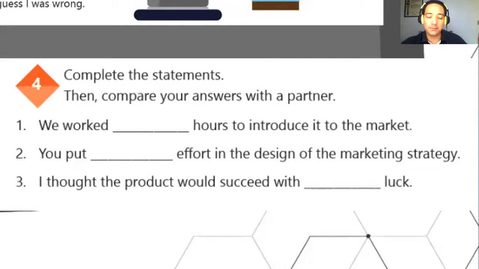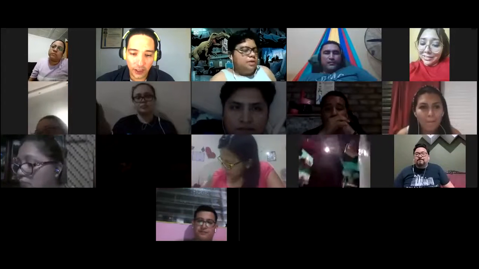Number three. I thought the product good to sell with a little luck. With a little luck. With a little luck. Okay. Repeat. I thought the product would succeed with a little luck. Perfect, there you go. Okay guys, and that's it with page 14. Let's move on with the book.